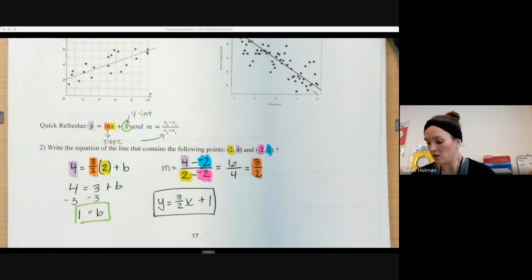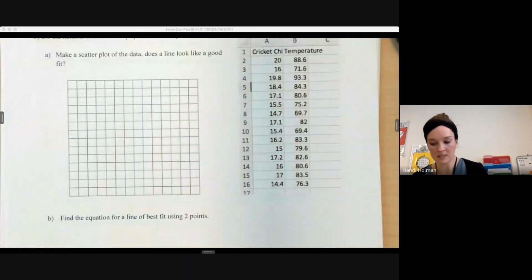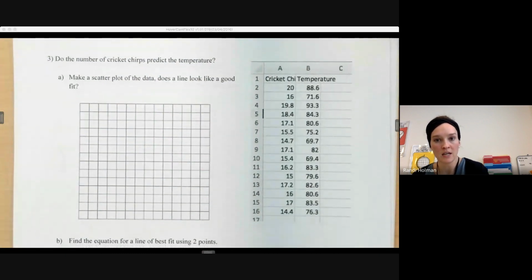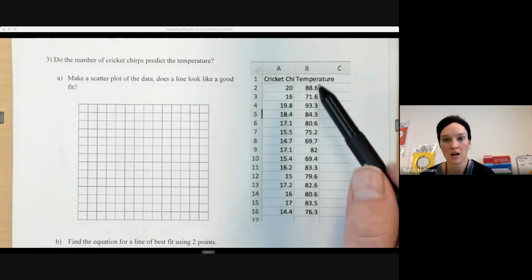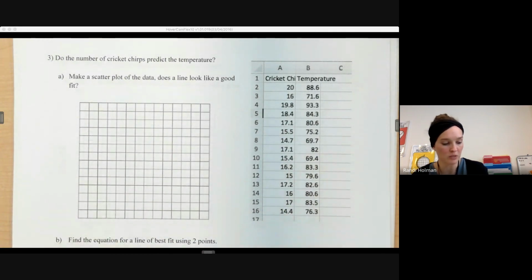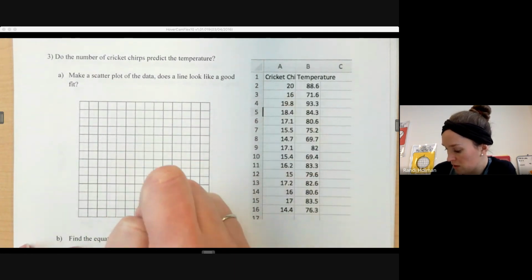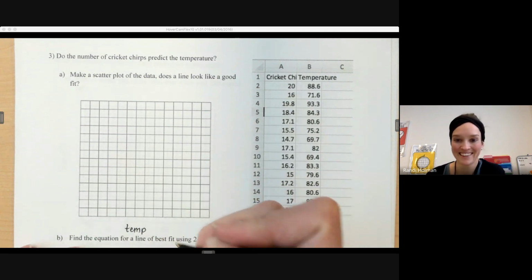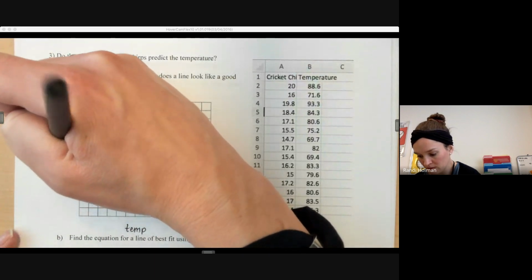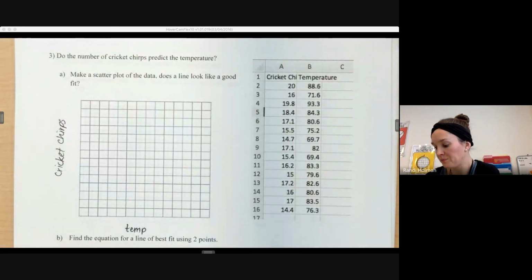Okay, so let's take a look at finding our own line of best fit, or trend line, from some data here. So here we have a large data set that's looking at cricket chirps compared to temperature. So again, a good thing to think about is which one should be your x and which one should be your y. So temperature is not going to be affected by cricket chirps, right? That's our independent variable. And then our cricket chirps will be our dependent variable.